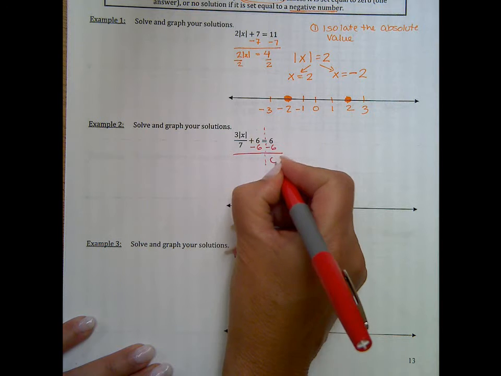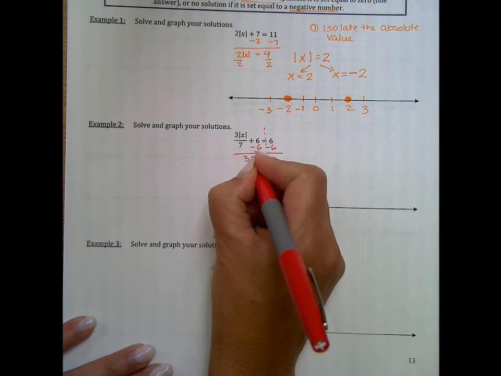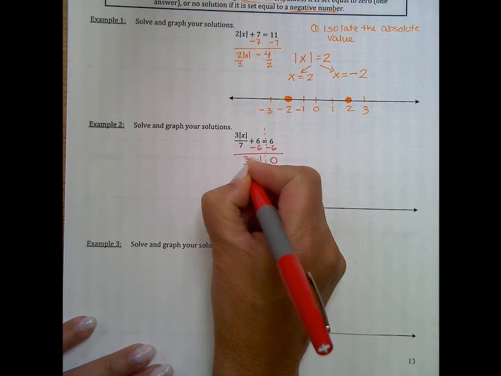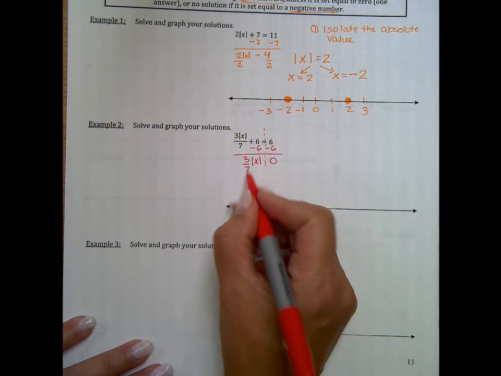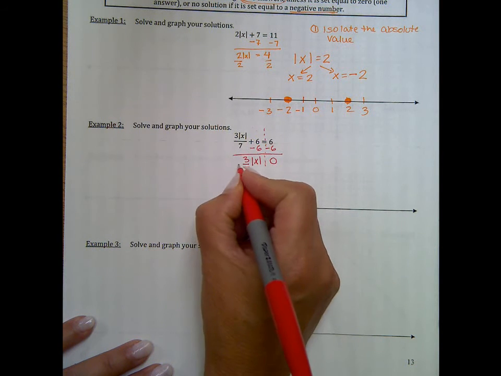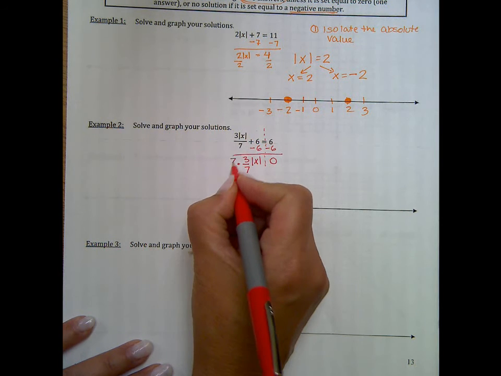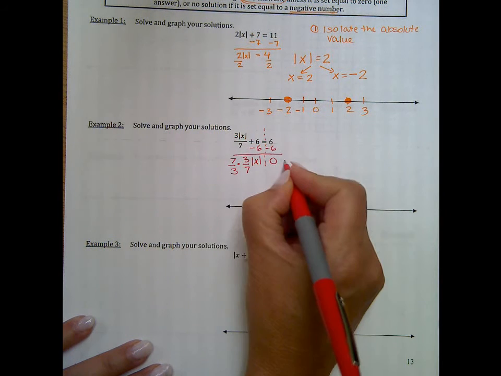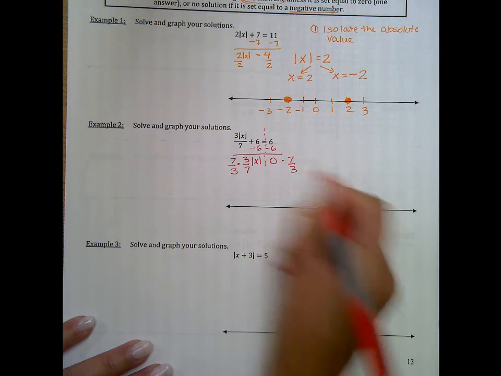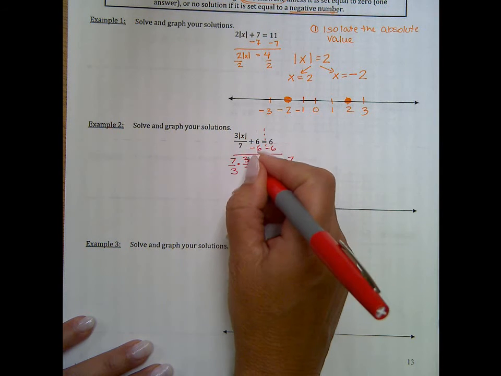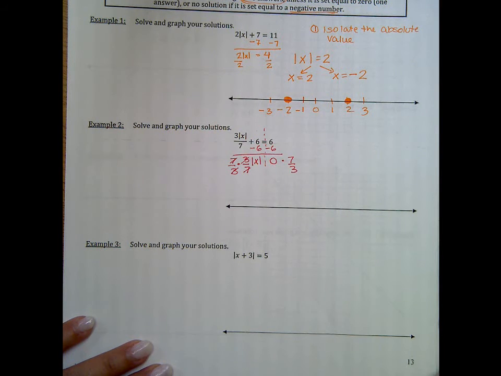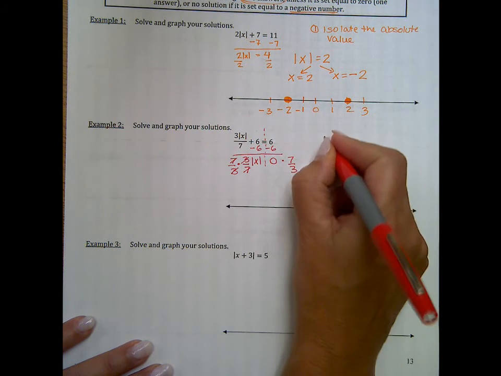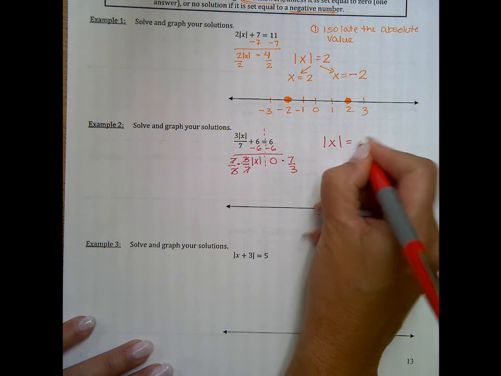So this becomes 0. 3 absolute value of x over 7, which is the same thing as 3/7 absolute value of x, equals 0. The opposite of multiplying by 3 over 7 is to divide by 3 over 7, which means to multiply by the reciprocal. So we flip it over to 7/3 and multiply it to both sides. The 3's are gone, the 7's are gone, because multiplying them we just get 1. And 0 times 7/3 is 0. So the absolute value of x is equal to 0.